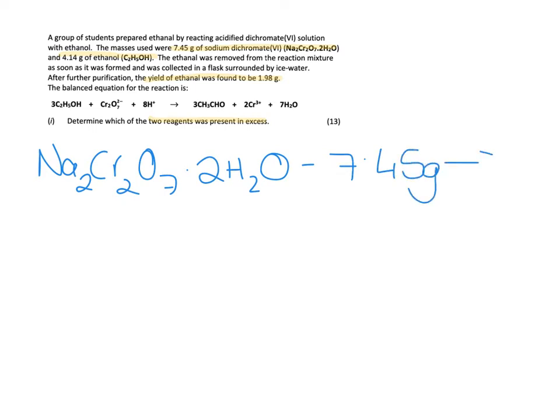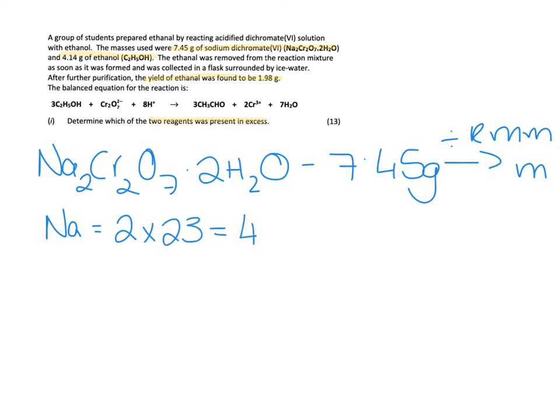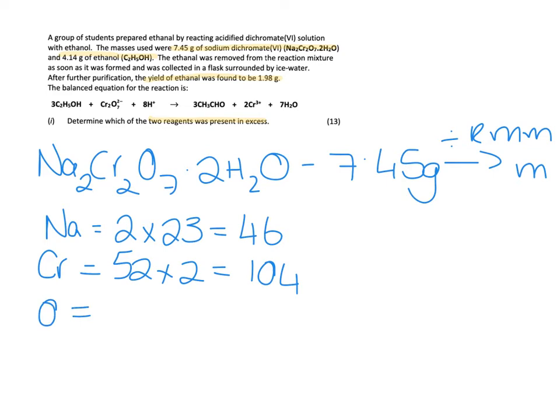I need to convert that to moles, and we do that by dividing by my relative molecular mass. The easiest way to do that is to do it all out. So I have sodium, and I have 2 of those, and sodium is 23, so in total that's 46. Next thing we're going to do is chromium. So chromium is 52, and again I have 2, so that gives me 104. My next one that I have is oxygen, and oxygen is 16. I have 7 of them in this instance, and that leaves me with 112.